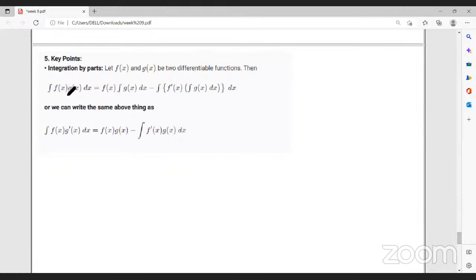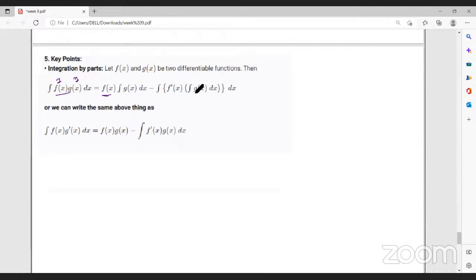So here, suppose we have two functions, f of x and g of x. Now if I want to find out the integral, what I will do is consider this one as the first function and this one as the second function. Keep the first function as it is, integrate the second function with respect to dx, then minus integral of the derivative of the first function into the integral of the second function.